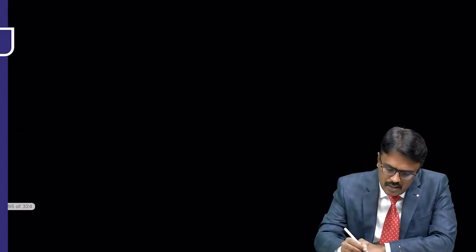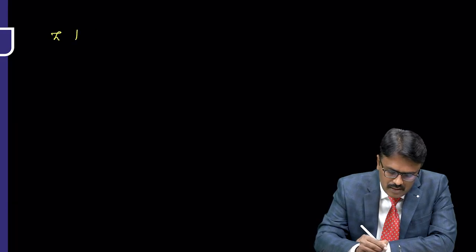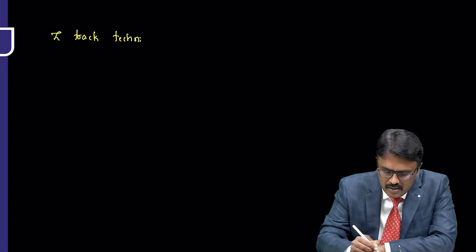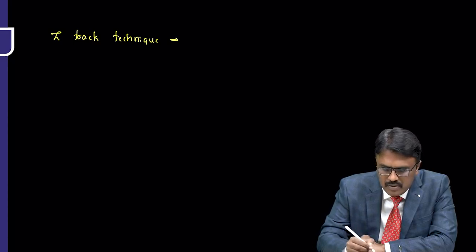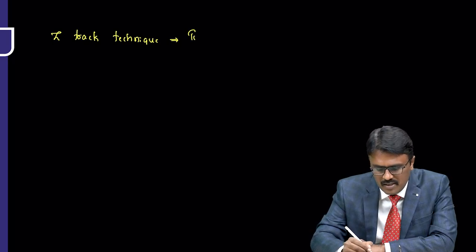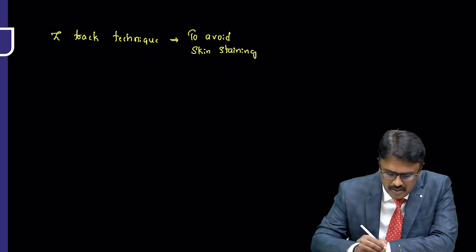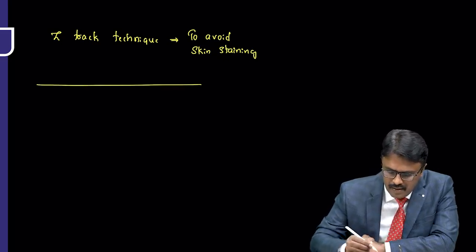Now, to avoid this staining, we use a technique called the Z-track technique. Now, they can ask you, why do we use it? To avoid skin staining. So what we do here is, this is the skin and this is the muscle.